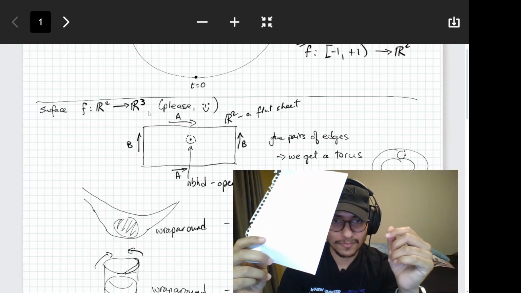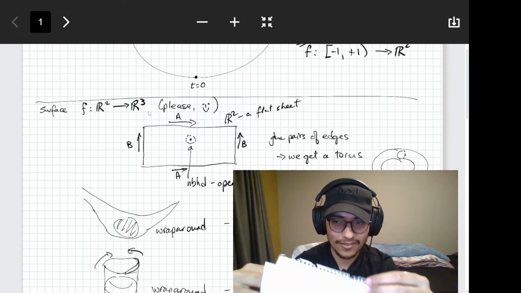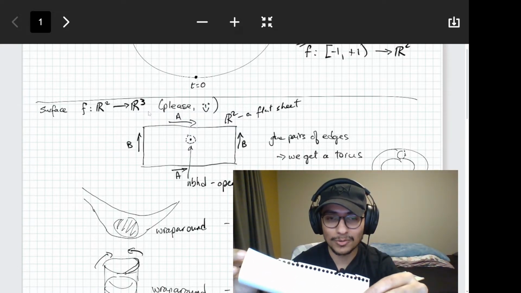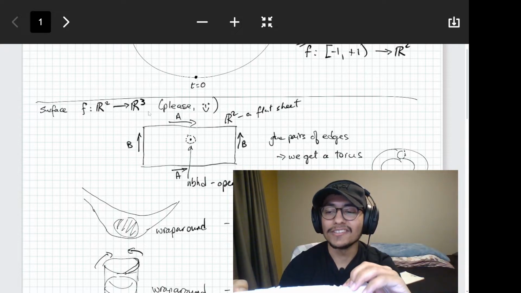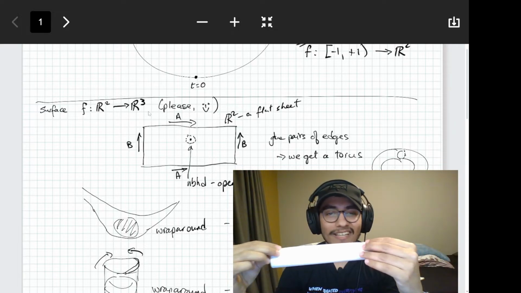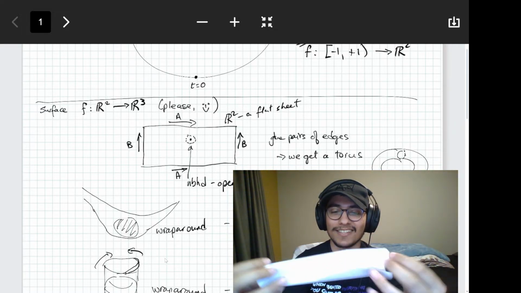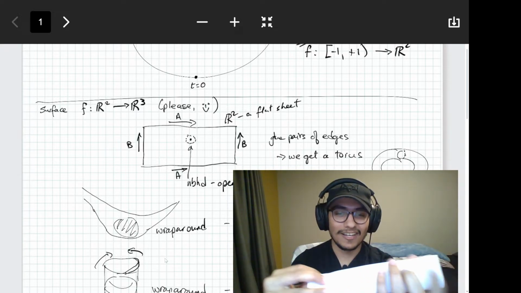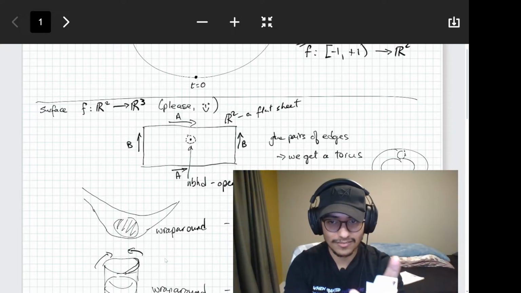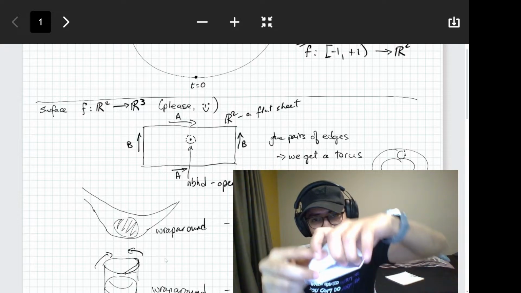So this is the piece of paper, and if you take these two edges and join them, that's A. And if you bring these B edges and join them together, it basically forms a sort of donut.